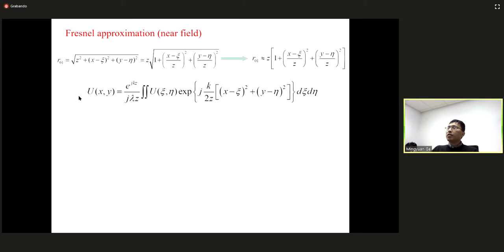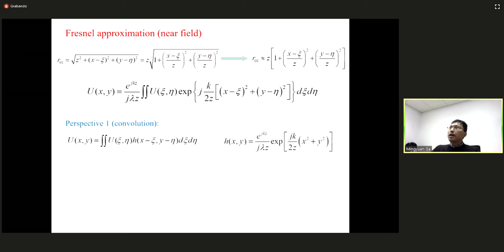This formula will be used a lot throughout the lectures, and we will see how to make use of this formula to derive all the information we need. There are actually two perspectives to look at this equation. The first perspective is called a convolution. I'm not sure if you have learned or know this convolution idea. A convolution is formulated this way: the object function u times the convolution kernel, which is the offset of your coordinates with a negative sign, and then do the summation, basically the integration, to get this one.